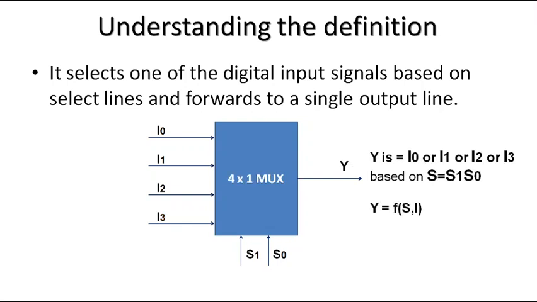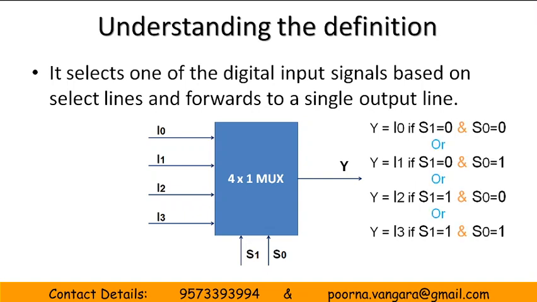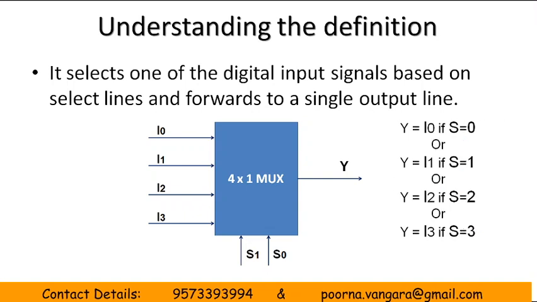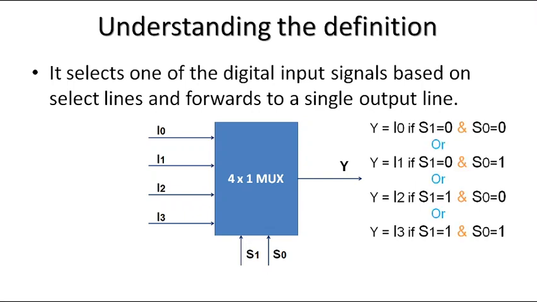As we have seen just now, Y is either equal to I0 or I1 or I2 or I3 based on the S value. That is, Y is a function of S comma I. So Y equal to I0 if S equal to 0, as we have just seen. Similarly whenever S equal to 1, Y equal to I1, and so on, and if S equal to 3, Y equal to I3. Whenever I say S equal to 0, that means the combination is 0 0. For 1 it is 0 1, for 2 it is 1 0, and for the last, 3, S1 equal to 1 and S0 equal to 1.